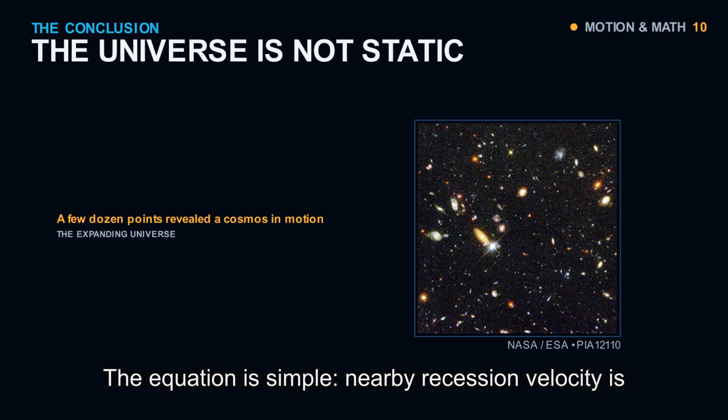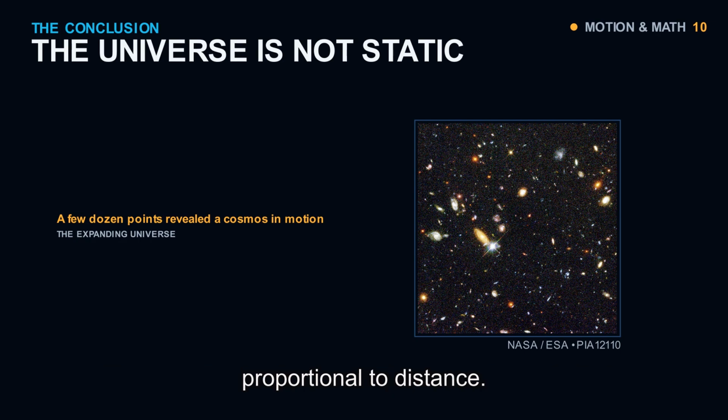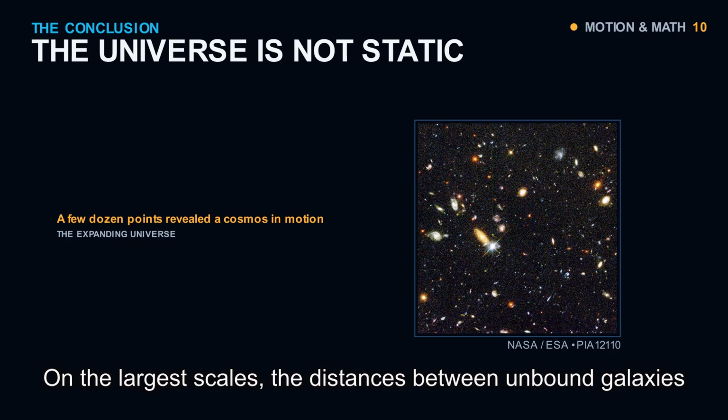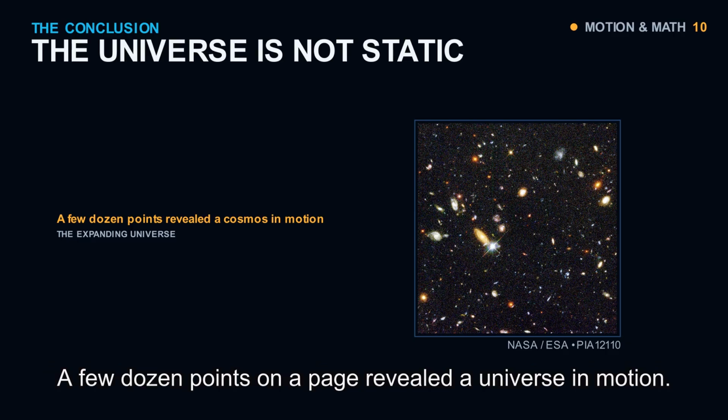The equation is simple: nearby recession velocity is proportional to distance. The implication is immense. Galaxies are not merely scattered through an eternal static container. On the largest scales, the distances between unbound galaxies evolve. A few dozen points on a page revealed a universe in motion.